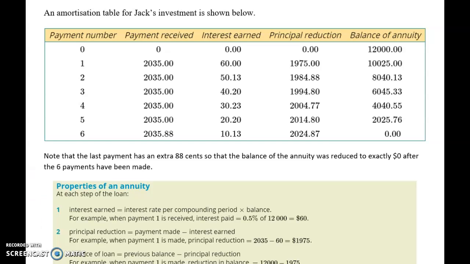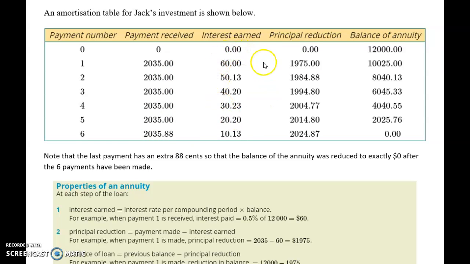Okay, so you also need to be able to use an amortization table for annuities. So you can see you've got a bunch of columns here and a lot of numbers, so let's go through them one at a time. So obviously payment number, in this case it represents the months. So this is before he goes on his holiday, and this is the first payment, second payment, third payment until he uses all his money up. The payment received is how much the bank is paying him. You can see it's a regular amount until the last payment.